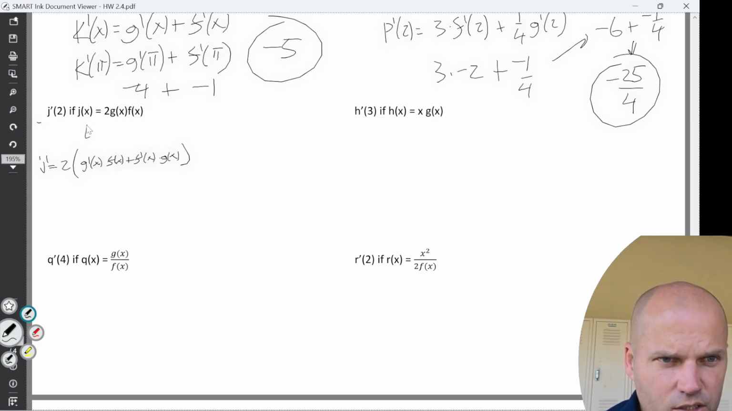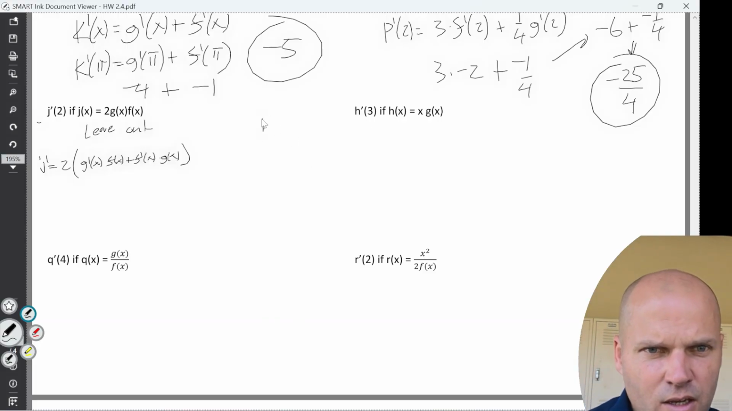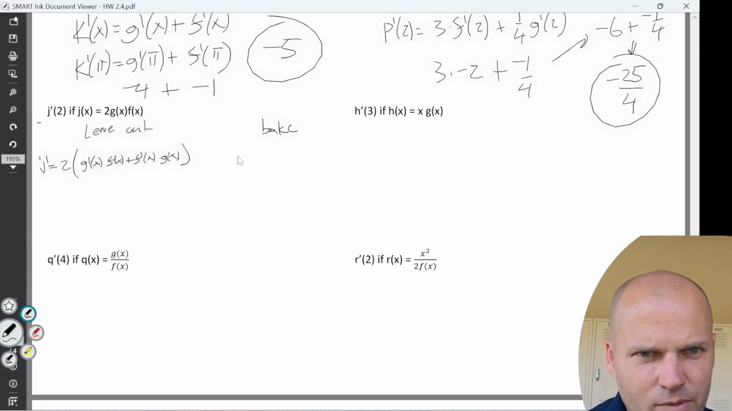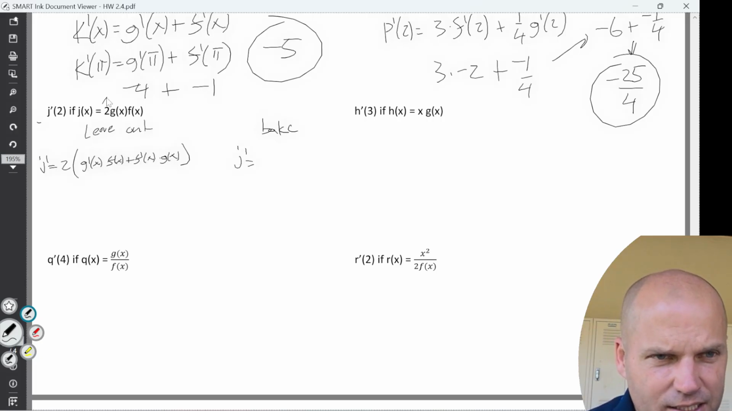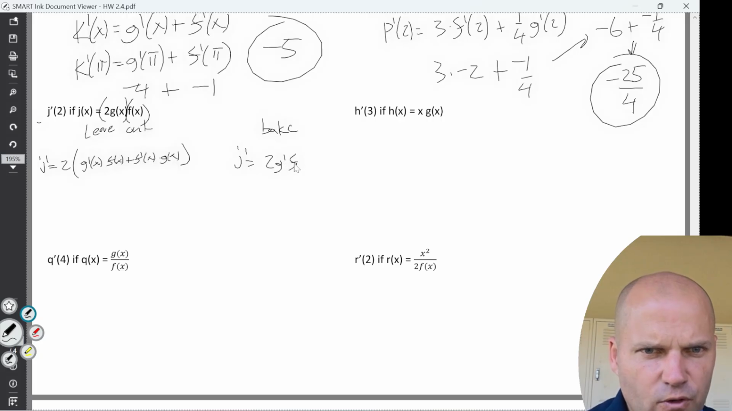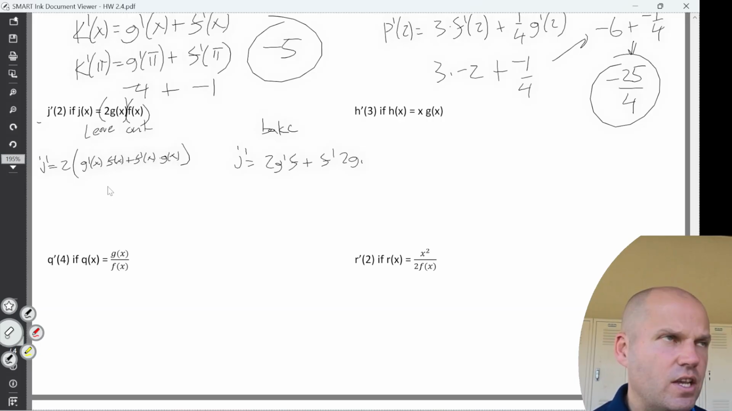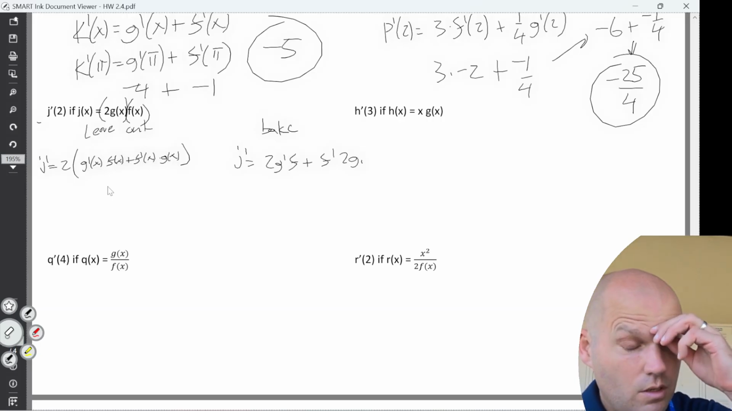What we don't want is to do both at the same time, like kind of bake it in halfway, but not all the way. What do I mean by bake it in? I mean attach the 2 to the g and say you have 2g prime as the slopes of the first times f plus the slopes of f times 2g. Okay, so I prefer to leave it out in some cases and bake it in other cases.